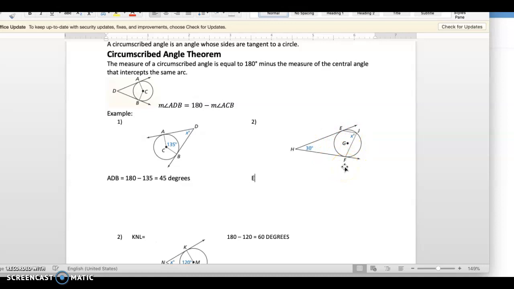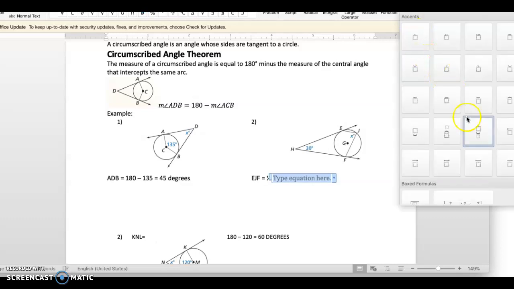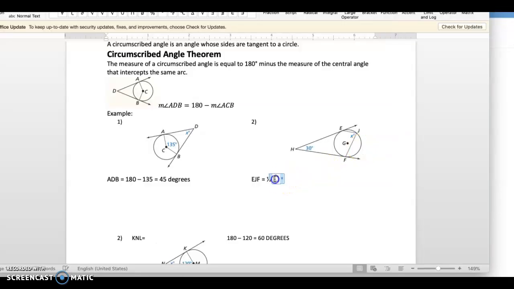So I want to know what angle EJF is equal to. I know from our other lessons with inscribed angles in 10.4 that this inscribed angle is equal to half the measure of arc EF. So it's equal to 1/2 the measure of arc EF, where M stands for the measure.